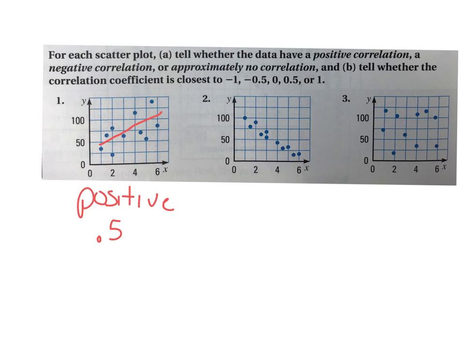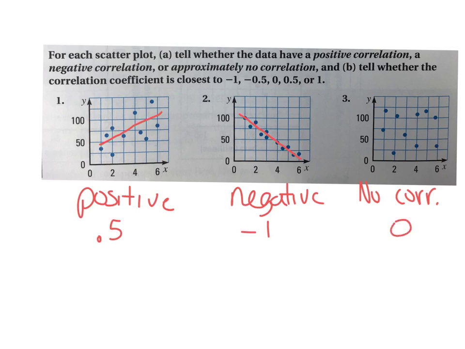That'd be my guess. The second one is definitely negative, so I'm going to put negative. Also, those points are really close to a really good line right there. So let's say that's really close to -1. And the last one, obviously, those points are just all over the place. So we would say no correlation for this one. And then, with no correlation, my R would be really close to 0.